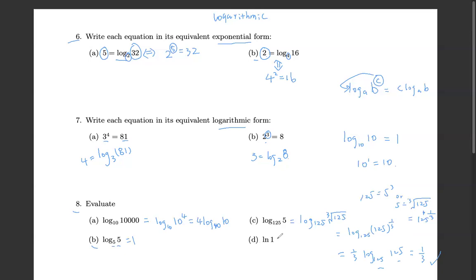And D, let's say we don't know this value, right? ln means log base e. So log base e of 1 equals x. Can I rewrite this as e raised to x equals 1? Well, what is e raised to? Anything that equals 1 has to be e raised to 0. Right? Anything raised to 0 equals 1. So ln is log base e.